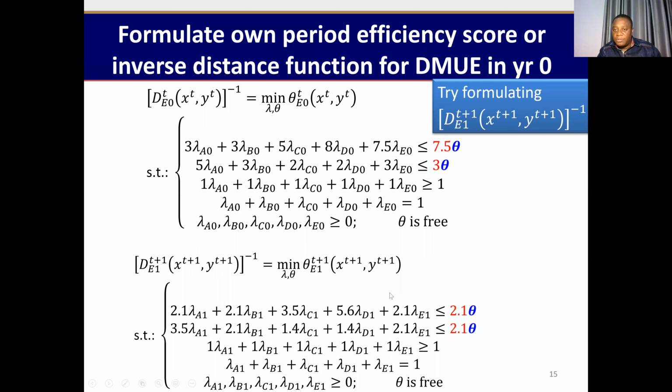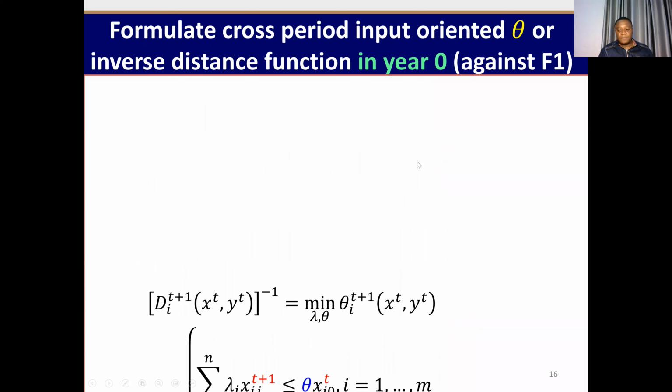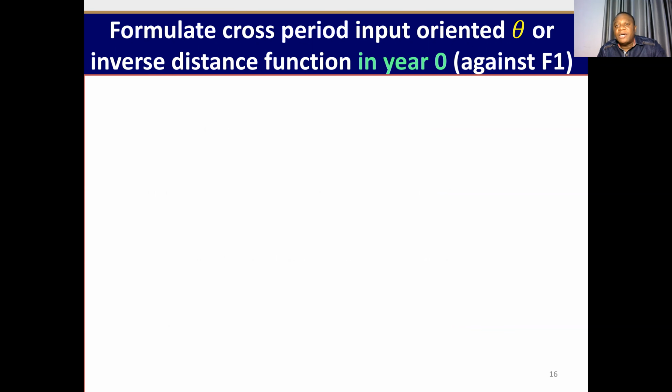So that is how you do the formulation. These are all own period efficiency, which is the reciprocal of the distance function. So there is no problem with that. Now, how do you formulate the cross period efficiency? The cross period efficiency, which I also call the mixed period efficiency, you are rather estimating the efficiency of a firm in year 0, but relative to frontier 1. So it's against frontier 1. It's not in relation to any other frontier, but in relation to frontier 1. How do you handle that?